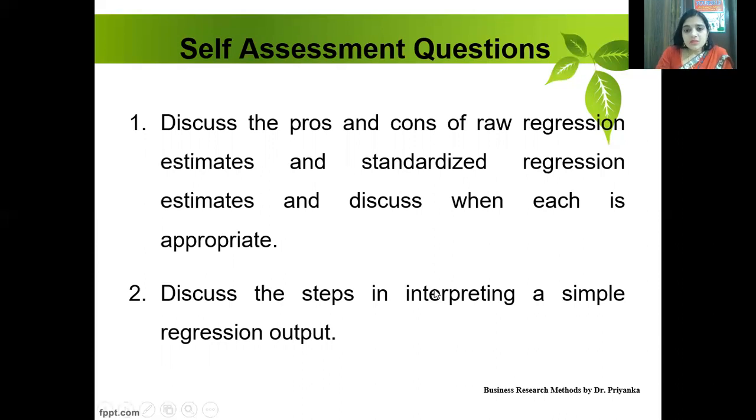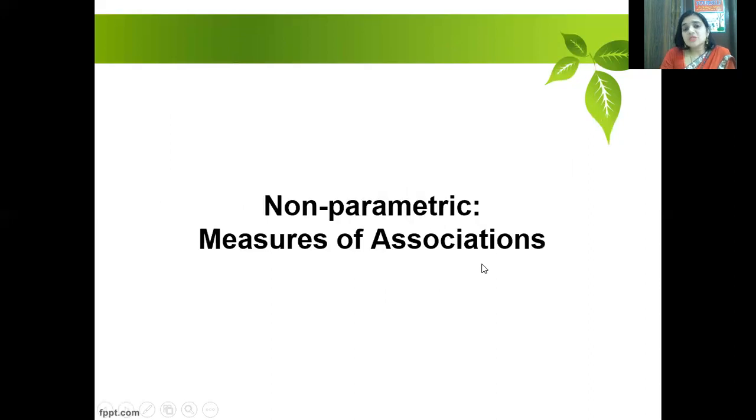That's it for this. In our next presentation we'll be discussing non-parametric tests for measures of association. Till now, in this presentation and the last one, we have discussed measures of association for parametric tests. Now we'll be discussing non-parametric measures of association.